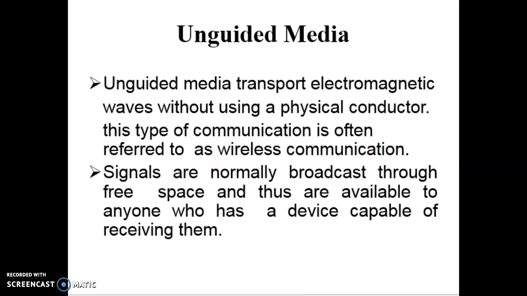So what is unguided media? Unguided media transports electromagnetic waves without using a physical conductor. Physical conductor here means the wire or the physical medium that will carry the signals. This type of communication is often referred to as wireless communication. Basically, unguided media transports electromagnetic waves with the help of air or frequencies, that is radio waves and microwaves, without the help of a physical conductor. Transmission from sender to receiver is called wireless communication. Signals are normally broadcast through free space and thus are available to anyone who has a device capable of receiving them.